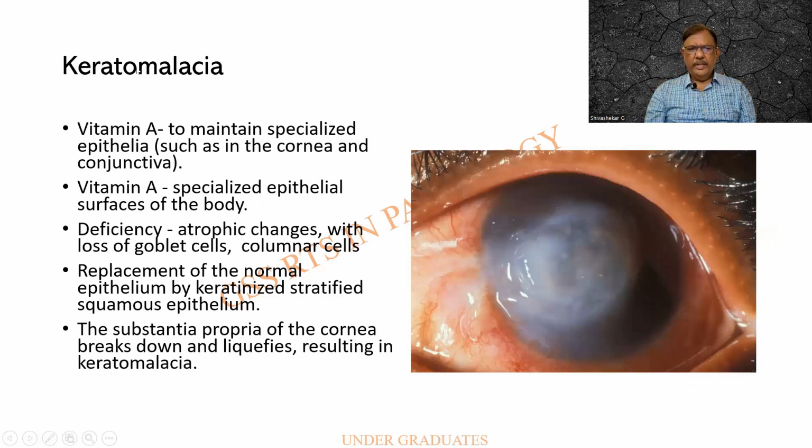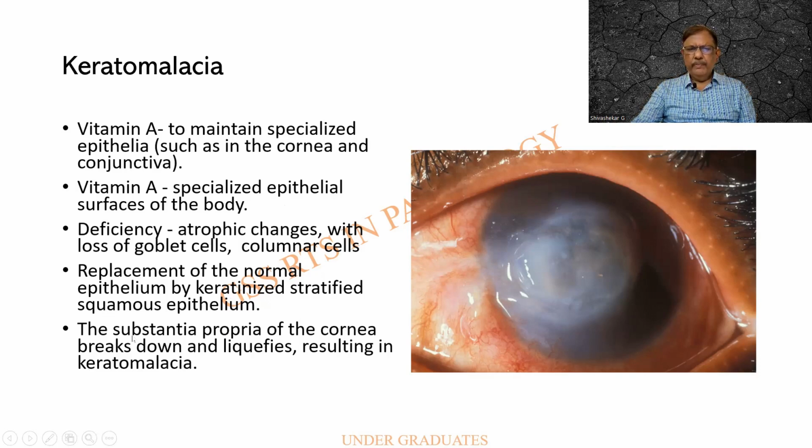Keratomalacia is another condition. The function of vitamin A we had seen. It leads to specialized epithelium, as is seen in the cornea and the conjunctiva. So when there is a deficiency, this is affected. Vitamin A also is important in the specialized epithelium on the surfaces of the body, such as the ducts and so on. The deficiency will lead to atrophy and then loss of the goblet cells, loss of the columnar cells, and there is a replacement by squamous cells and keratinization.